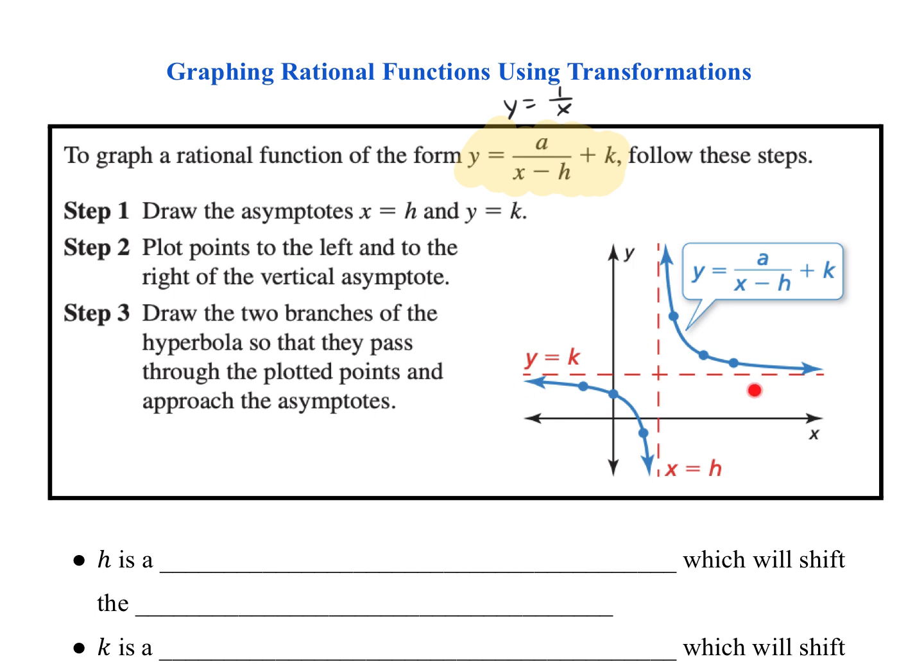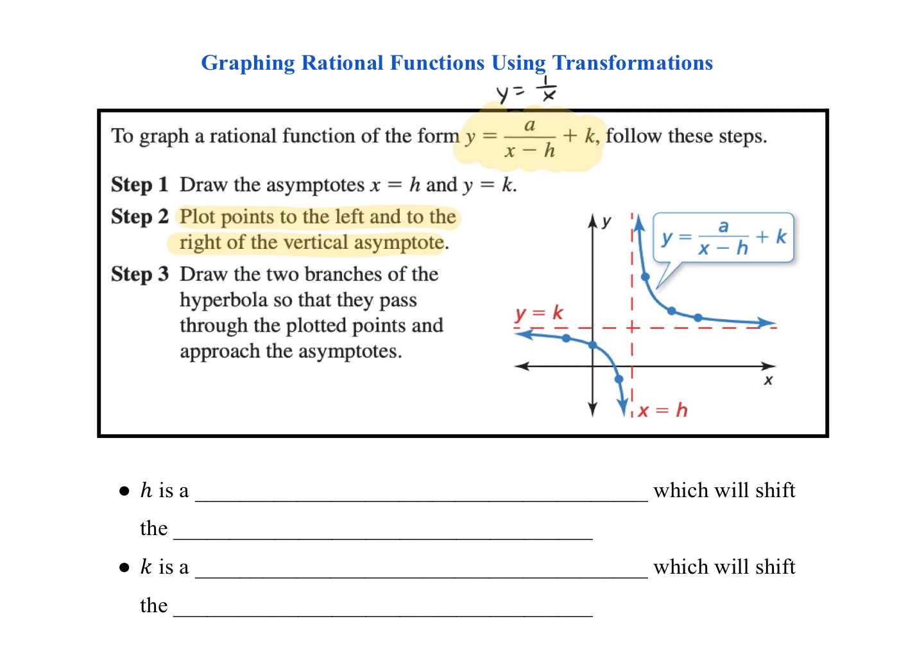And once we have those, we're simply going to plot points to the left and right of the vertical asymptote. So I'm going to pick an x value to the right and an x value to the left, and once I know that I'm in the correct area, I can just sketch in the general shape. I know that these will follow along the horizontal and vertical asymptotes, and I know the general shape they make, so that will be accurate enough for our purposes.